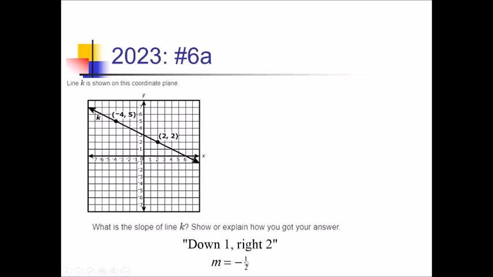Another way to get this is you could use your slope formula on these 2 points and do y2 minus y1 over x2 minus x1. 2 minus 5 would be negative 3. 2 minus negative 4 would be 6. Negative 3 over 6 would still give you negative 1/2.